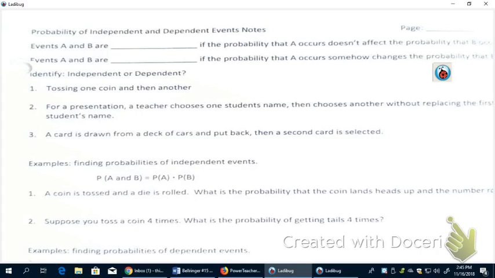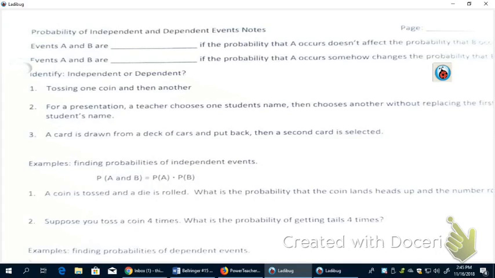Okay, what if instead I am going to choose some drinks out of a cooler? And there's some sodas and there's some juice and some waters. Let's say I choose a juice, and I go ahead and drink it. Well, then I'm going to choose something else. Does the probability of choosing something else change because I've already drunk the juice? Yes.